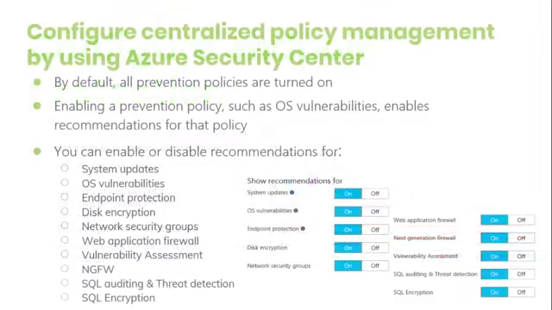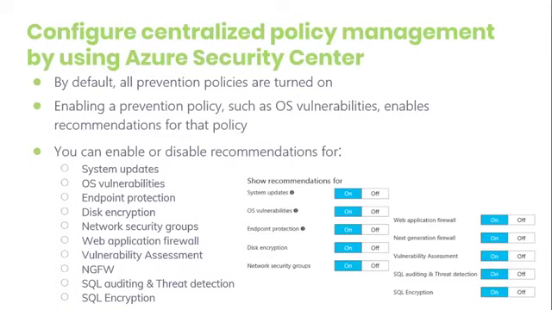Okay, now we go to the second topic in this video. Configure centralized policy management by using Azure Security Center. By default, all prevention policies are turned on. Prevention policy and recommendation are tied to each other. In other words, if you enable a prevention policy such as OS vulnerability, that enables the recommendation for that policy. In most situations you want to enable all policies, even though some might be more important to you than others.